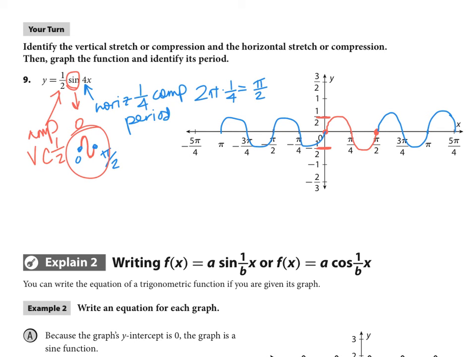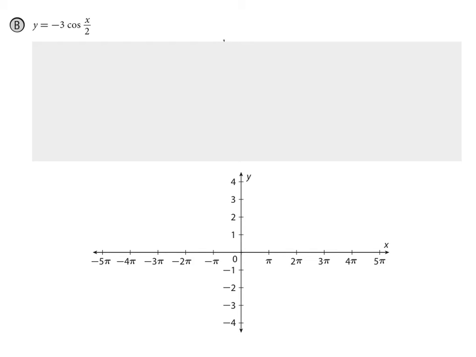All right, let's try one that's cosine. Okay, so this one is cosine, which means we're going to be starting at the top. And there's a few things to note. First of all, my amplitude here is going to be 3. That means I'm going to be going from +3 to -3.